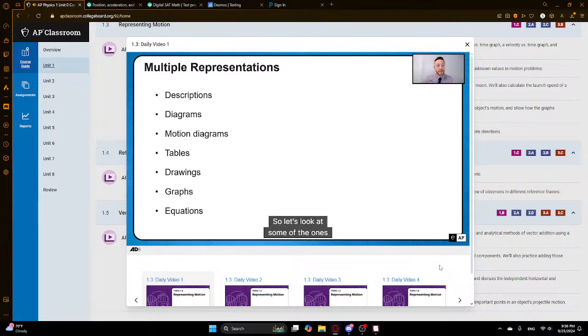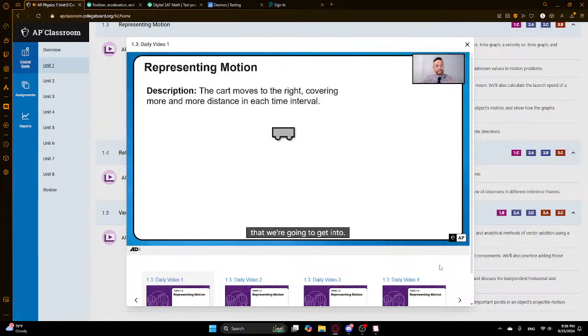So let's look at some of the ones that we're going to get into. When we're representing motion, we're going to start with this object that is covering more and more distance in each time interval. So the first thing we're going to do is just look at an illustration of what's going on here.